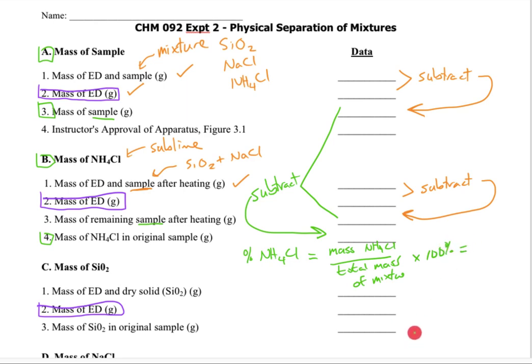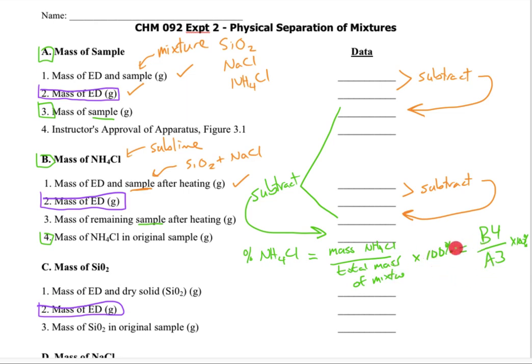What data points are those? Well, the mass of the ammonium chloride, it's B4, divided by the total mass, which is this guy, A3, times 100. That's a classic percent calculation. How much of the sample, what I'm curious about, what I want to know about, divided by the total mass of the sample, times 100.